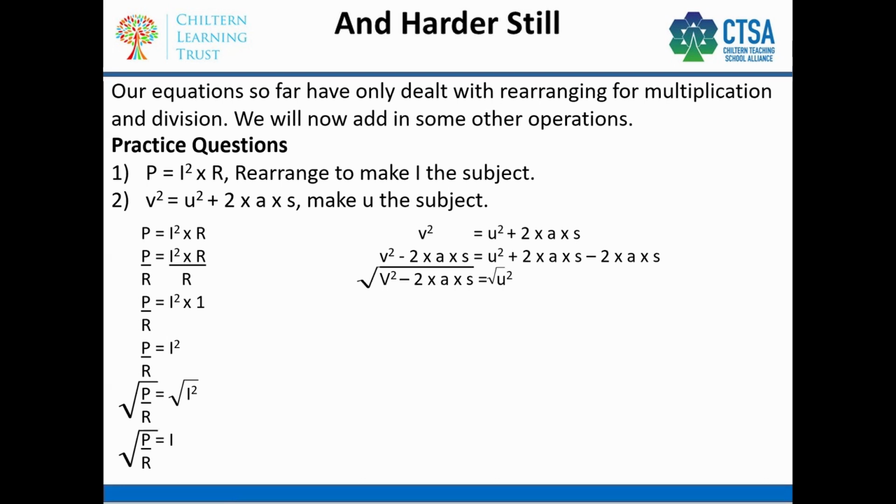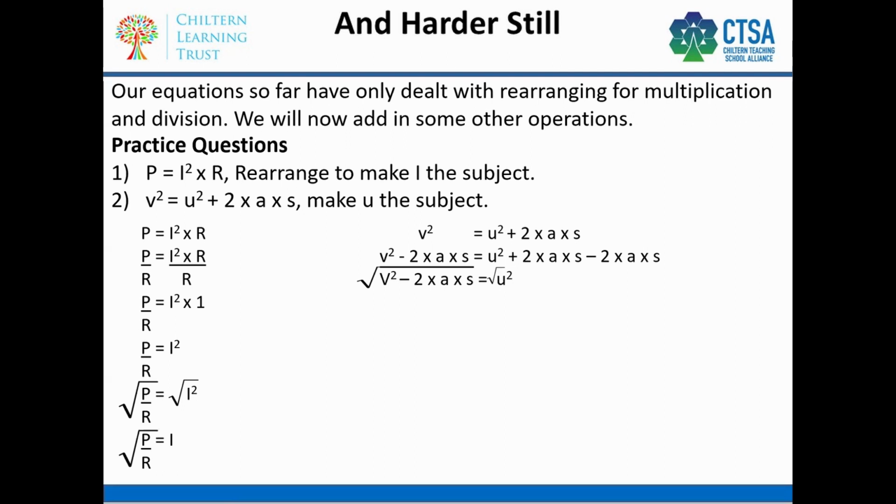Now I apologize, I've missed a line out in my workings here, but as you can see, the next thing we need to think about doing is removing the squared from the u. So to do that, we need to square root the u squared. And if we square root the u squared on the right, we need to square root the expression on the left. So we end up with the square root of v squared minus 2 times a times s is equal to the square root of u squared.